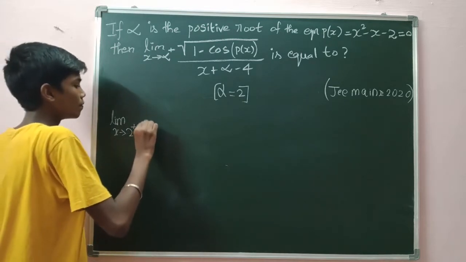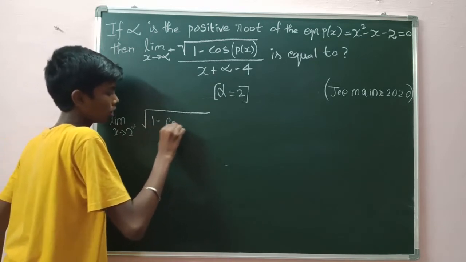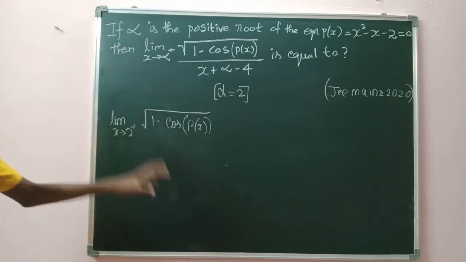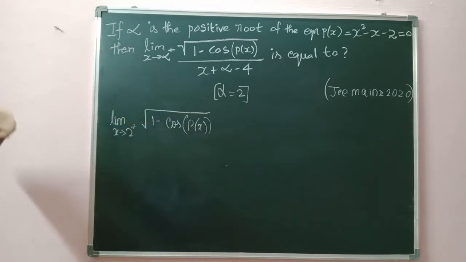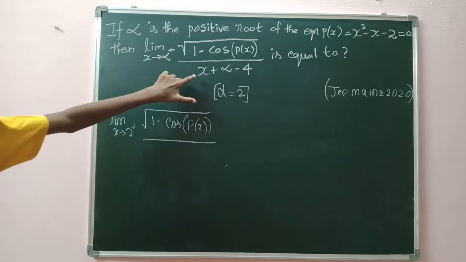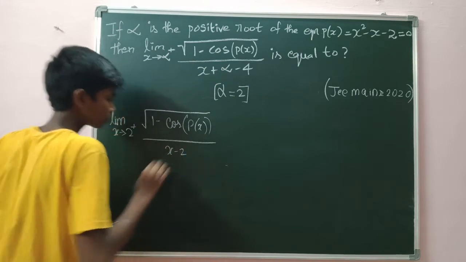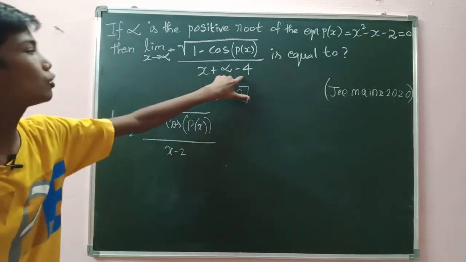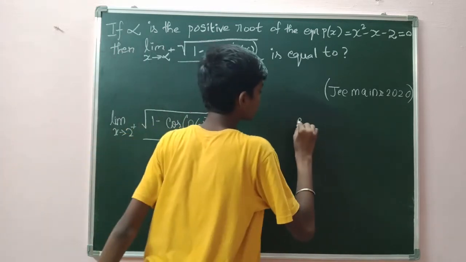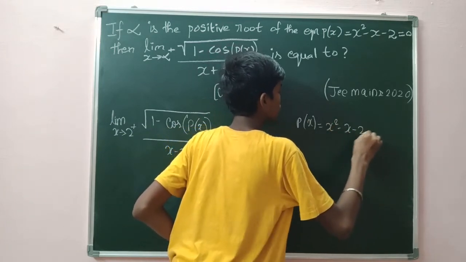Then root of 1 minus cos p(x). Guys, after solving some steps, I will put the value of p(x). Don't worry now. Then divided by, when you put alpha as 2, you will get x + 2 − 4, which is x − 2, because your alpha is 2. And also we know that p(x) is, as given in the question, x² − x − 2.